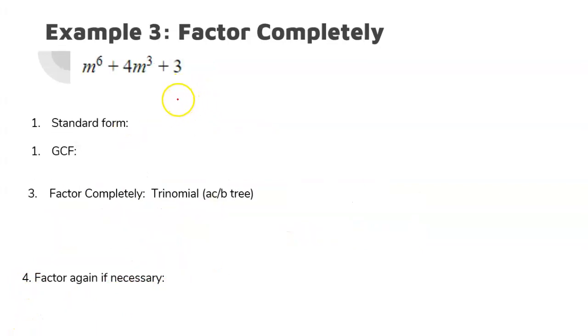Let's try another one. Let's try m to the 6th plus 4m to the 3rd plus 3. Again, it's already written in standard form, so I don't have to change anything. And my greatest common factor is once again 1. I can't take anything else out of these. So it is a trinomial. I'm going to use my ACB tree. My coefficient on a is 1. My constant is 3, which gives me 3. And I want the factors of 3 that add to 4. Well, that's 1 and 3.